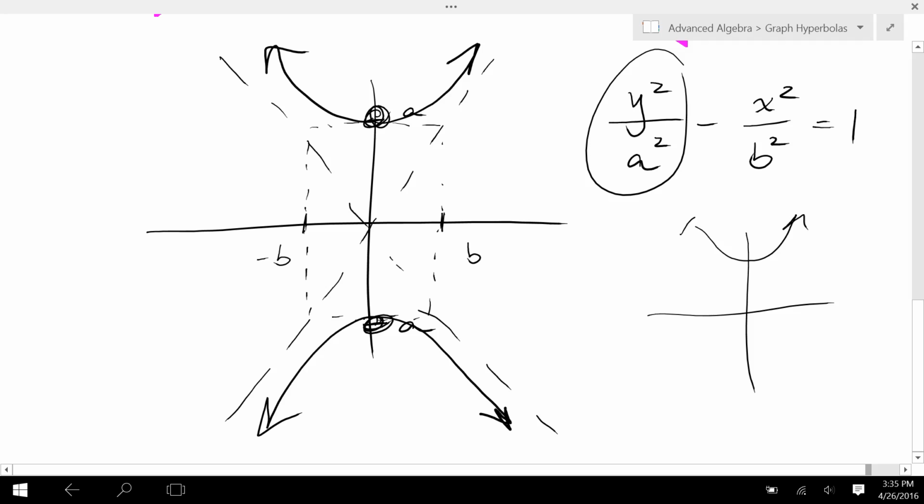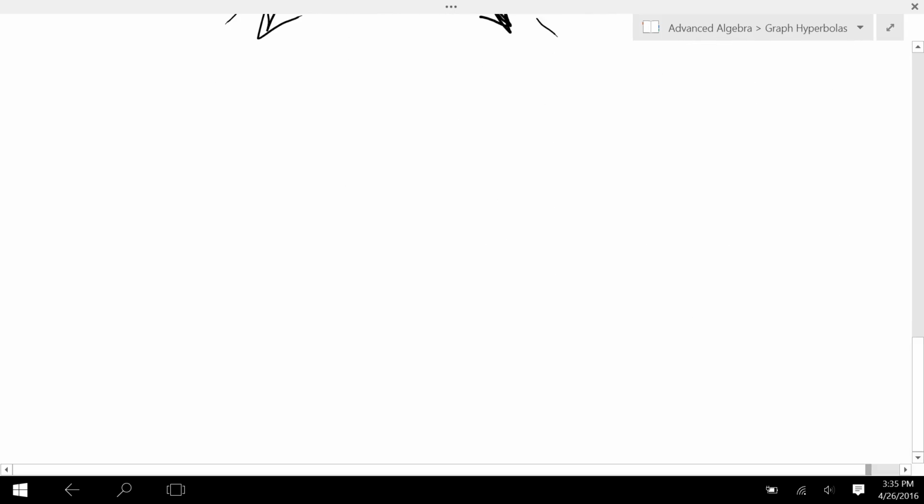If you saw the graph on a test, you're just going to see that image. You won't actually see all the guidelines, but we need the guidelines to help us obtain that graph. All right, so let's do a couple of examples here, and hopefully you guys should be all right. So our first example. We'll start off with graphing, and then we'll do some work with writing the actual equations of them. So graph the following hyperbola.